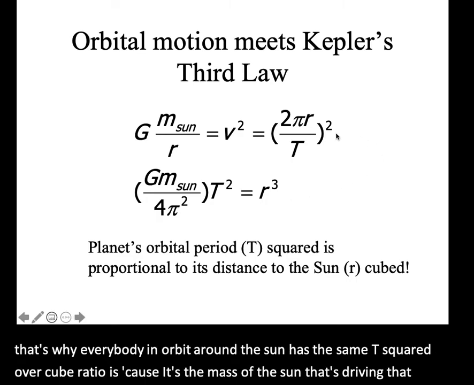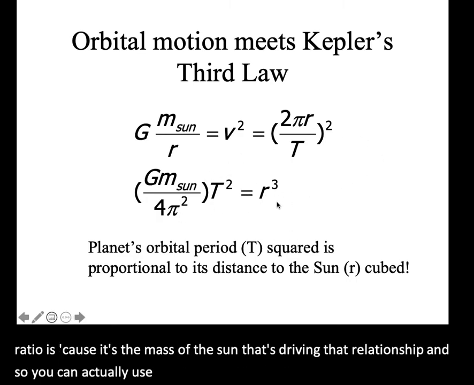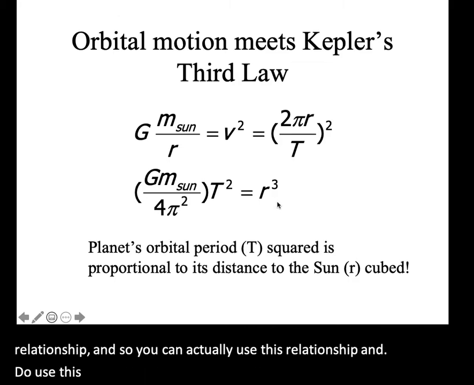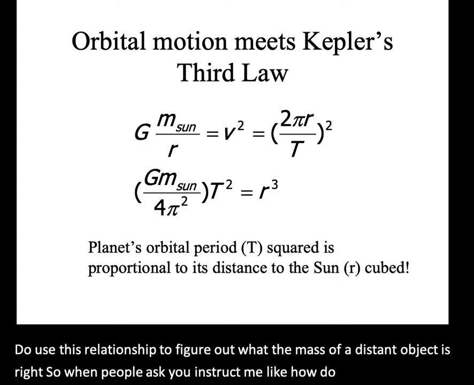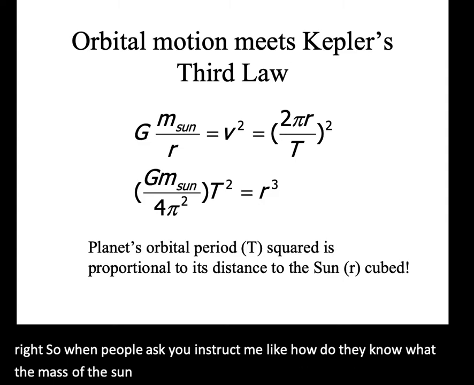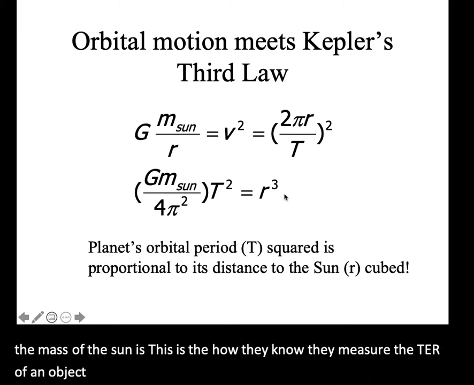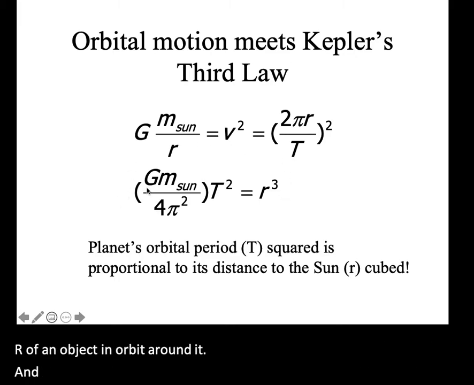You can actually use this relationship, and people do use this relationship, to figure out what the mass of a distant object is. So when people ask you in astronomy, how do they know what the mass of the sun is? This is how they know. They measure the t and the r of an object in orbit around it, and from there they estimate the mass of the central object.